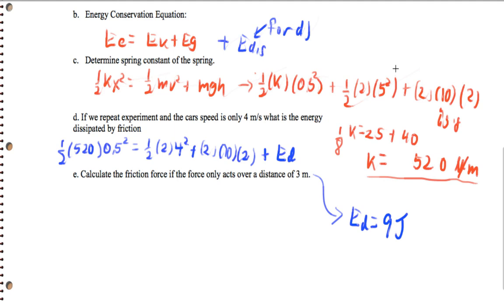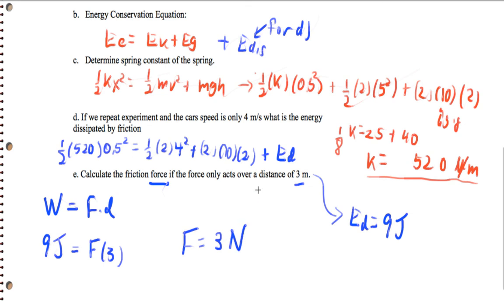Now, the hint that I gave in class, when you read the word force in an energy problem, that's an indication that you need to use the work formula. So we're told we've got 9 joules of dissipated energy, and that is caused by the friction force acting over this 3 meter distance. And so finally, we're going to end up getting a friction force of 3 newtons. So that's it for problem number 1, and we will tackle the other problems in future videos.